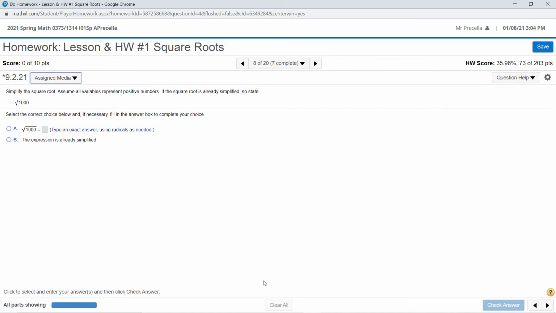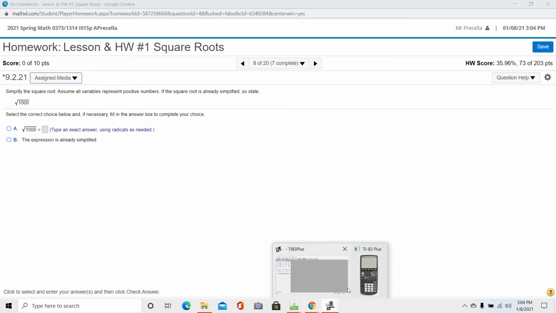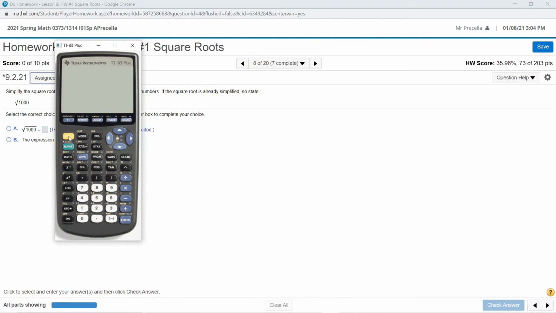Ooh, square root of, is that 1,000? Oh, square root of 1,000. Yep. 1,000 is not a perfect square. How do I know that? Well, I know that. If you doubt it, just punch in your calculator. Punch in square root of 1,000. Oops, let me turn this on. Okay. I'll punch in square root of 1,000.